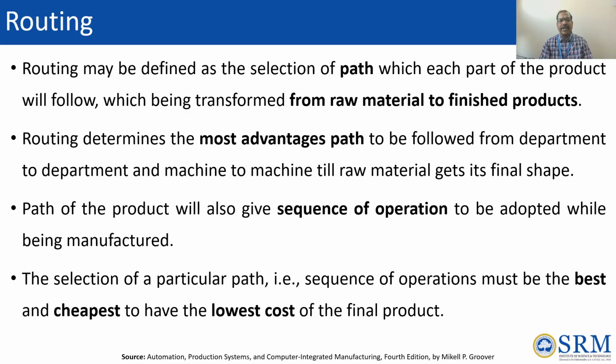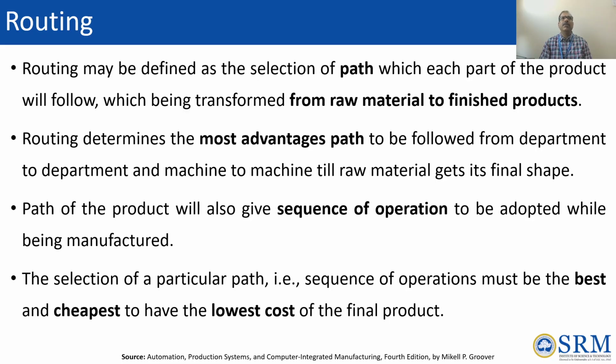It may be defined as the selection of path which each part of a product will follow while being transferred from raw material to final component or finished product. So the selection of path which each part of the product will follow means we have to choose a path where the raw material will be transferred into the final component. That is what is called routing.